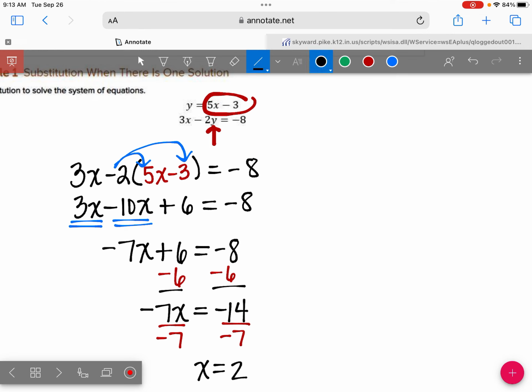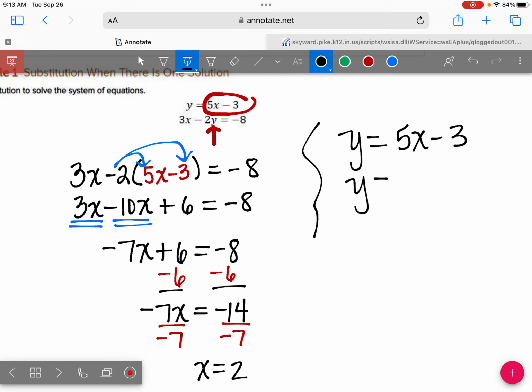So that would be y equals 5x minus 3. So you're going to take your calculator. y equals 5 times 2, because we just figured out that x is actually 2, minus 3. Pick up your calculator, type that in, and then write your solution as an ordered pair.